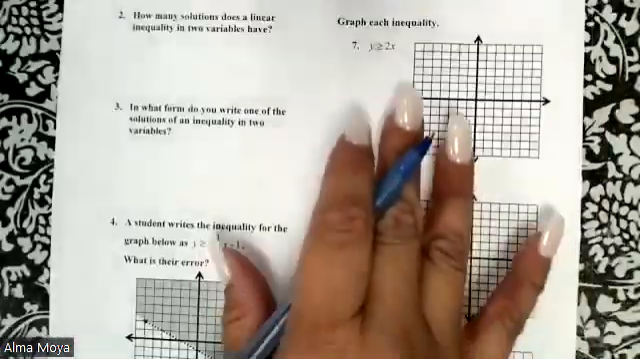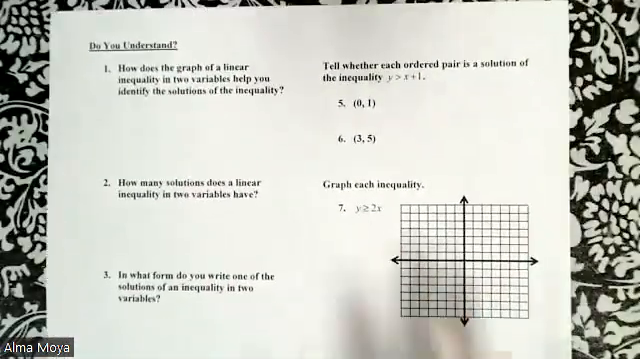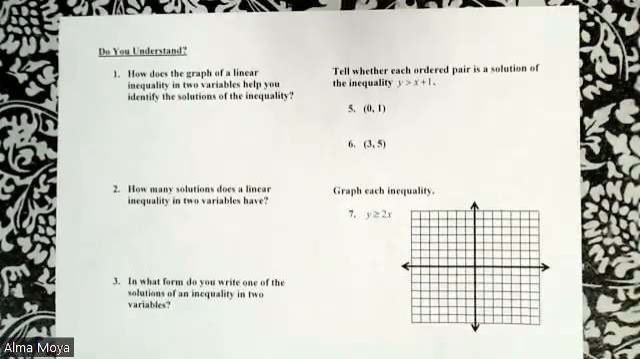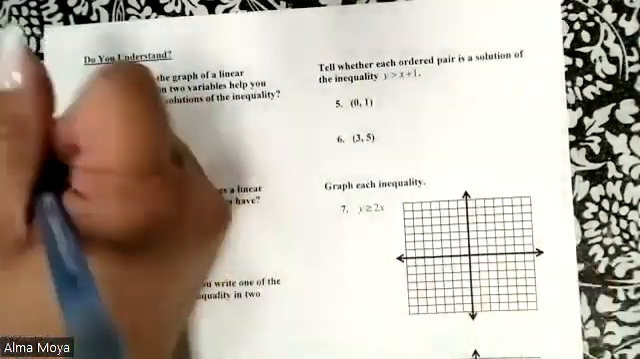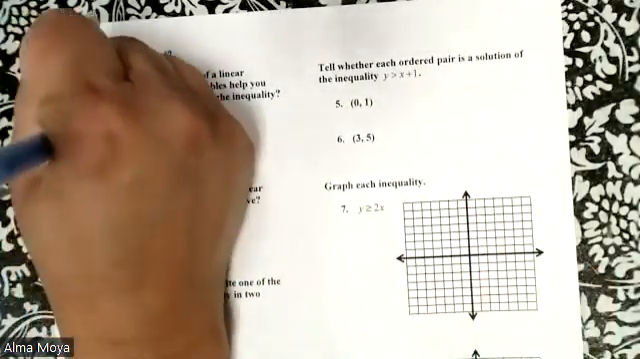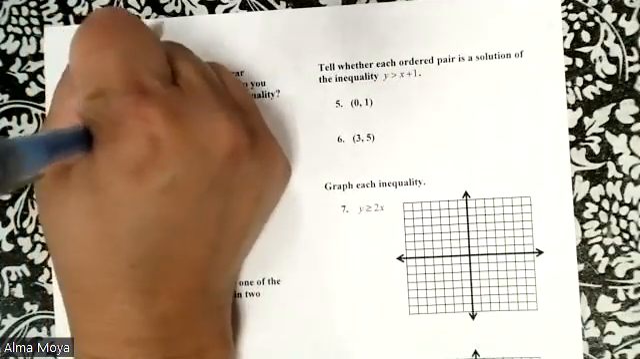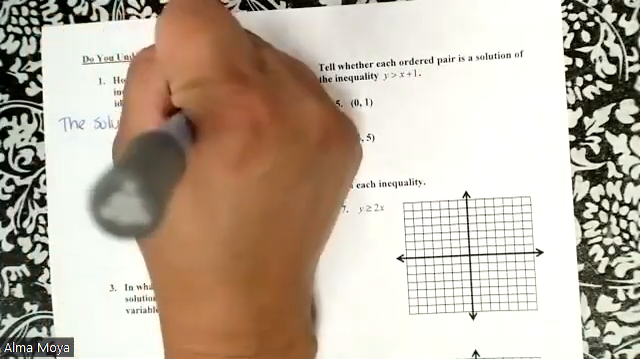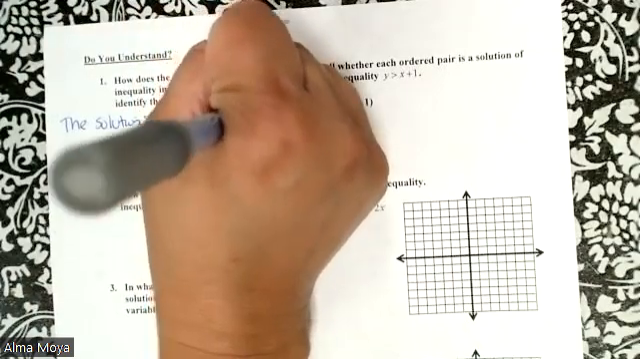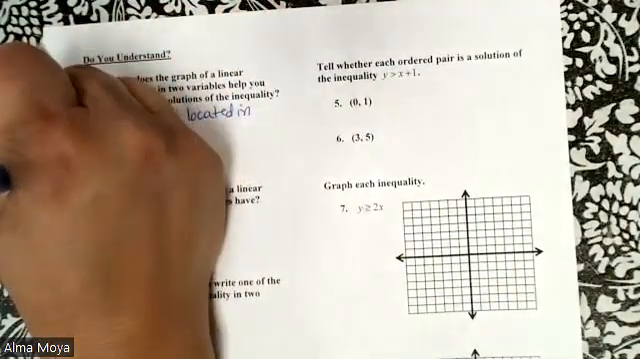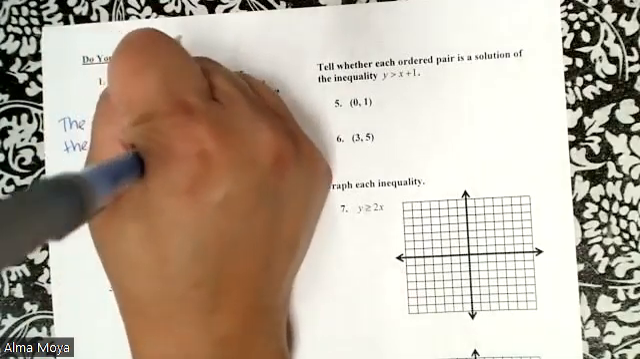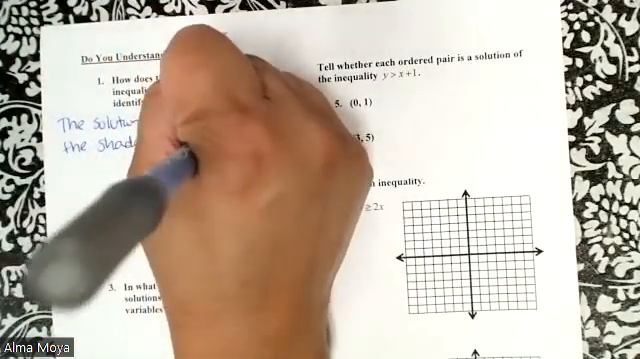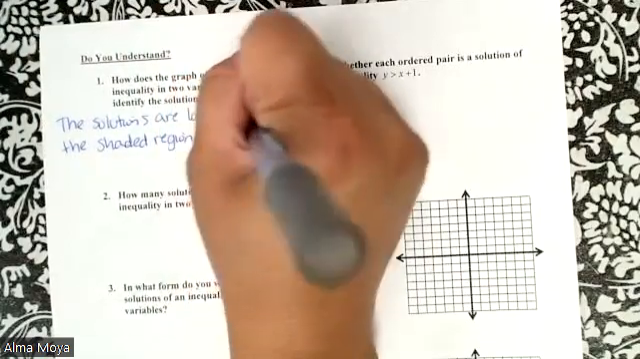All right, let's check for some understanding. How does a graph of a linear inequality in two variables help you identify the solutions of an inequality? The solutions are located in the shaded region or on a solid boundary line.